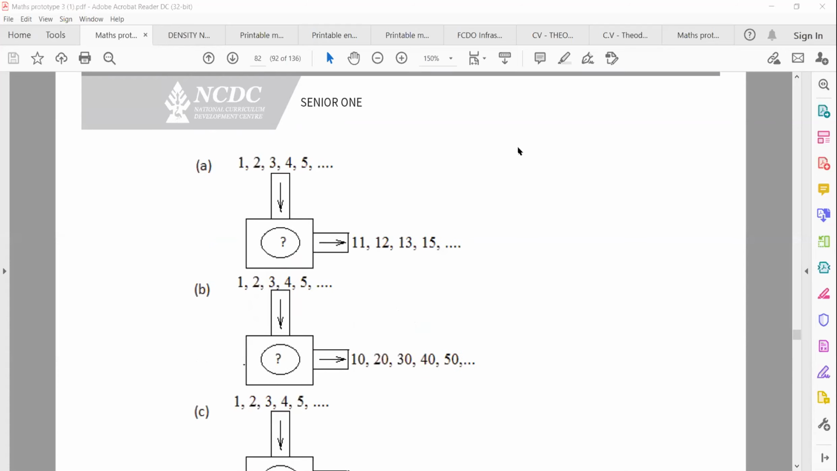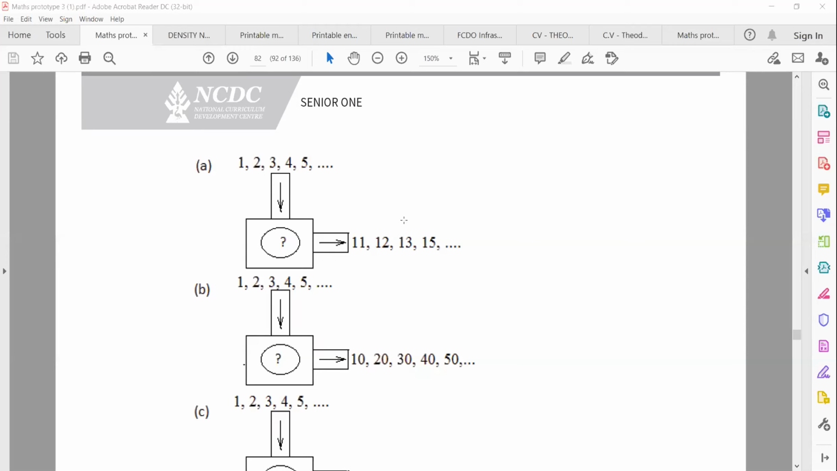Okay, we are looking at machines and how we can use these machines to get out. How can we put numbers in the machine so that we get out some kind of pattern or sequence? We've looked at part A, whereby when we put in these numbers of 1, 2, 3, 4, 5, we are getting out 11, 12, 13, 15.